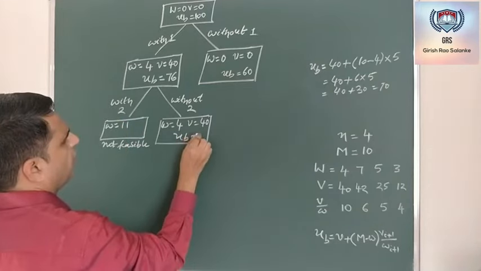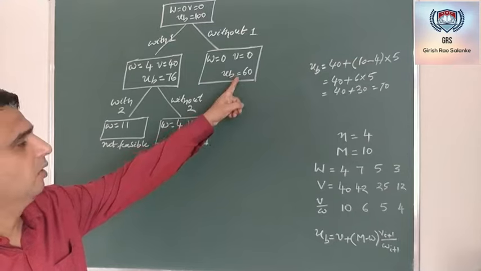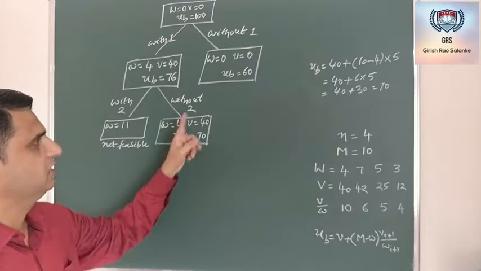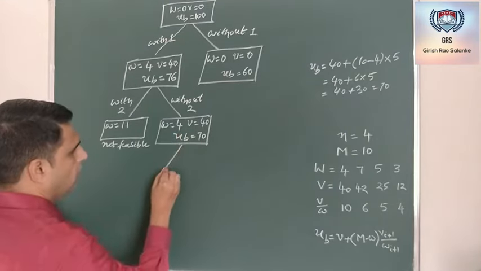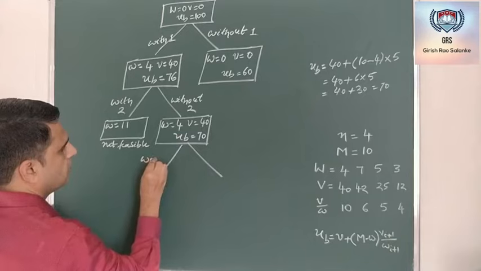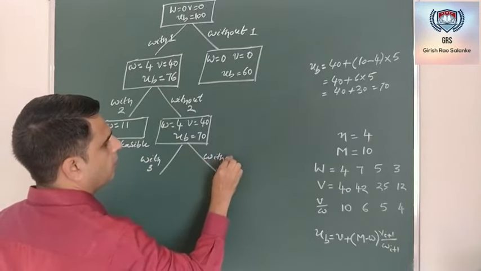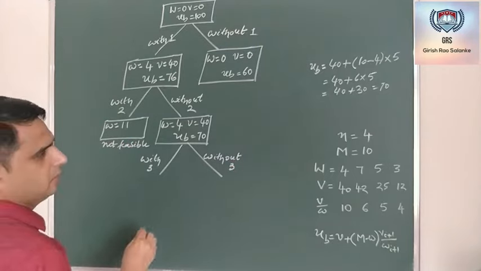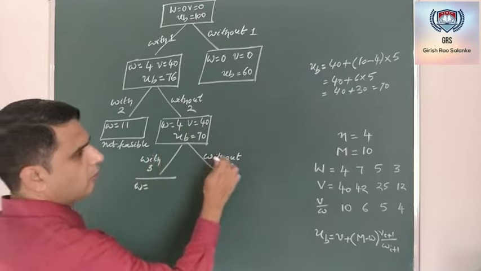Upper bound is 70. Please do compare this upper bound with this upper bound. Okay, this is 70, which is greater than 60. I need to proceed with this. This is inferior when compared to this node. So I am proceeding with this node. So I have 2 more branches, with the third and without the third item.